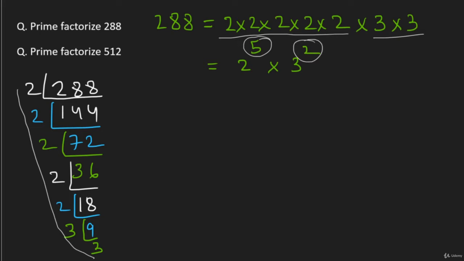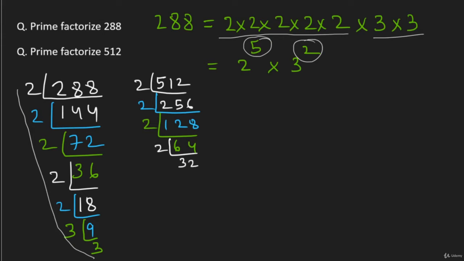Now let's try factorizing 512. We can take out 2 and we are left with 256. Let me again take out 2. I get 128 over here. I can again take out 2. I get 64. Let me take out 2 again. I get 32. Again I can take out 2. That leaves me with 16. Let me again take out 2. That leaves me with 8.